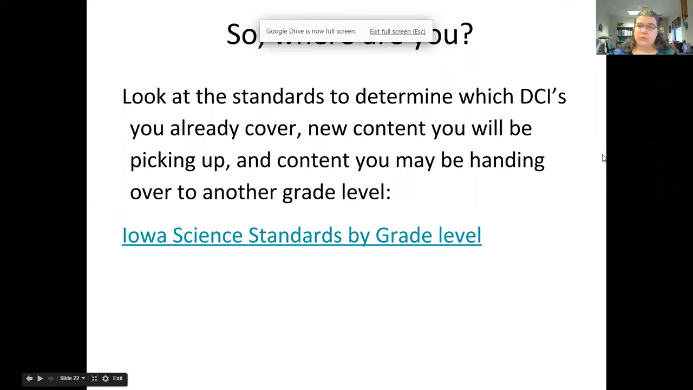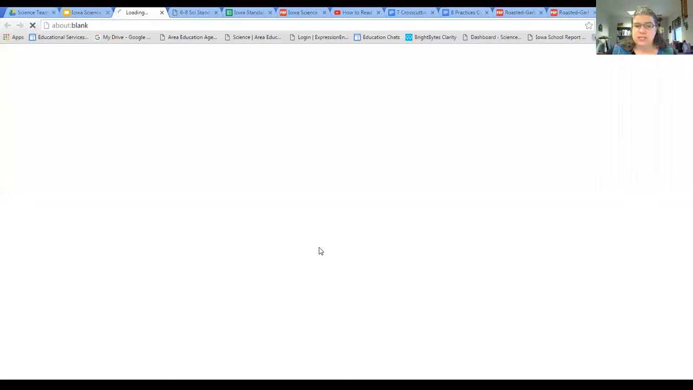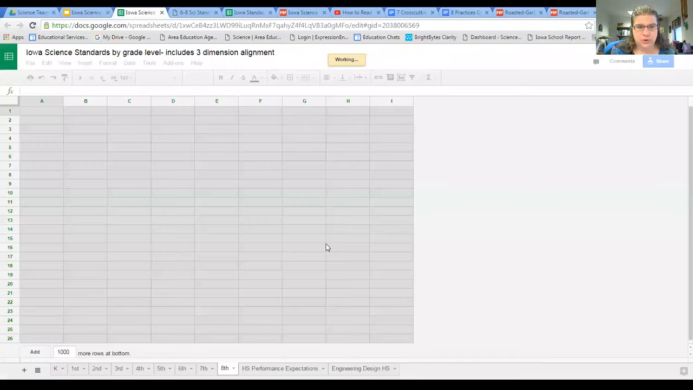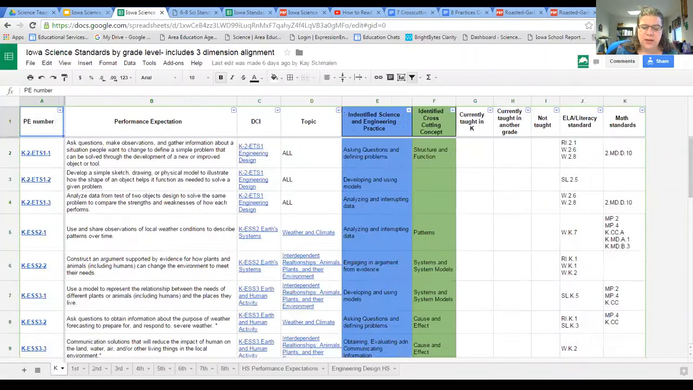For districts that are ready, Kay and I also have available for you a science standards by grade level. So teachers who are ready to look at their specific standards or performance expectations in their own grade can come to this website. Again, it's linked in the PowerPoint. The tabs across the bottom will demonstrate what grade level we're talking, or are we in the high school or engineering design. So as I look at this, let's just select 3rd grade.